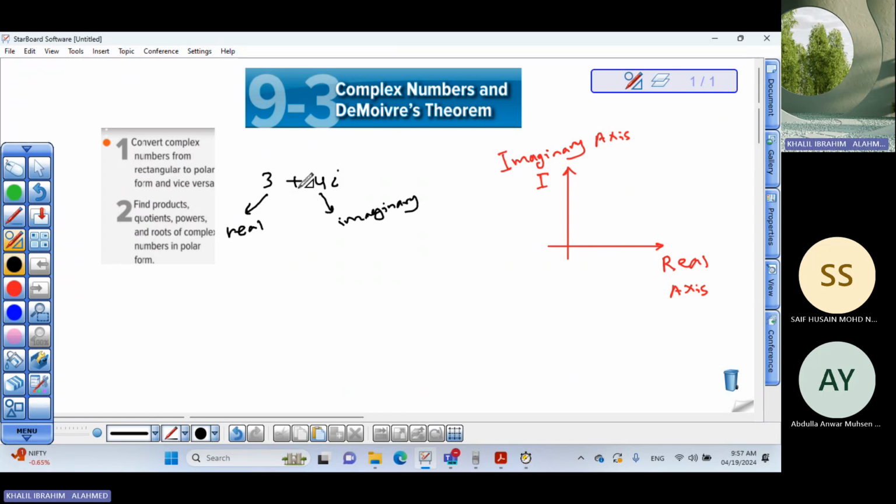How to represent this number? This is a complex number. Okay, good. Now, how to represent this number on this plane? 3: 1, 2, 3 on the real axis, and 4.